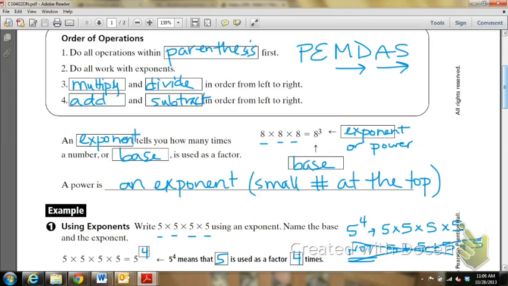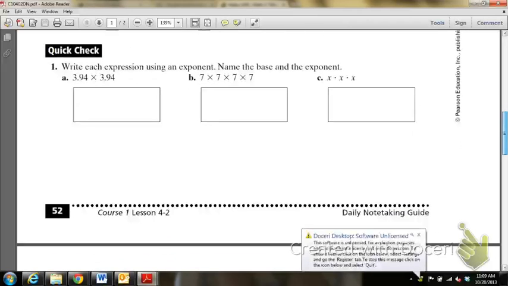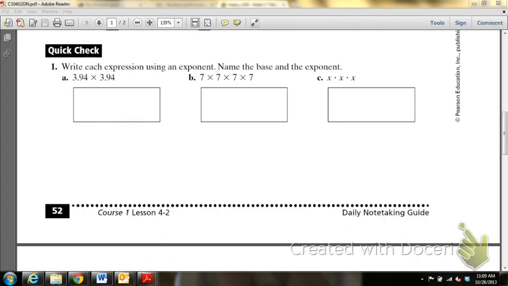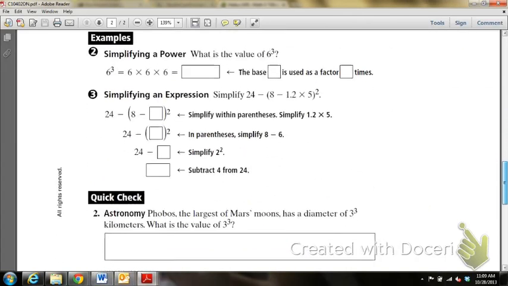Okay, so let's move on. Now you try the quick checks. You're going to write each expression using an exponent, and you're not going to work it out. You're just rewriting it with an exponent. Name the base and name the exponent. So pause the video, try those, and when you're ready, move on to the next page. Okay, now we're going to move on.